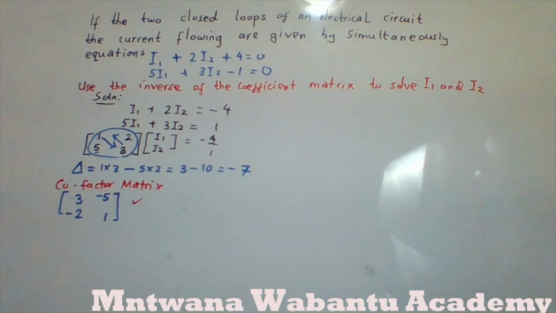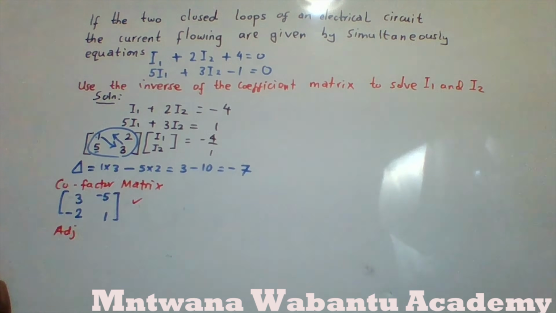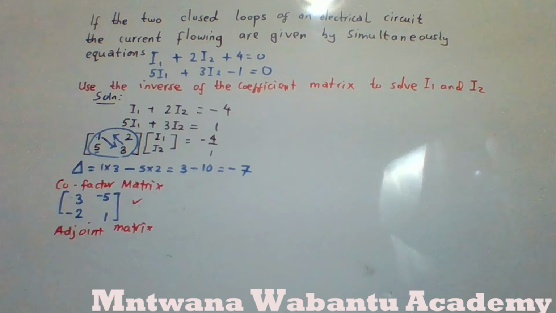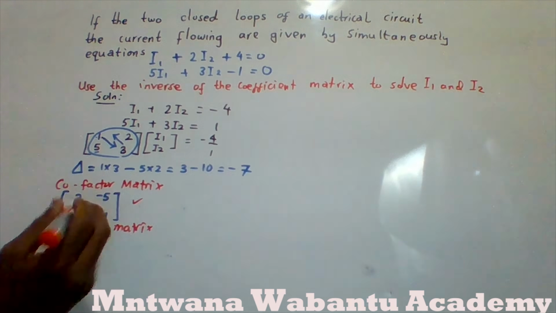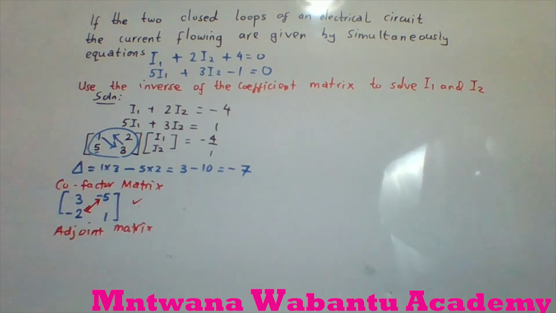Now we want to get the adjoint matrix. How do you get the adjoint matrix? It's very easy. From your cofactor matrix, you switch the position again. It's very funny, man. You only switch the positions in this direction, and don't change any sign.